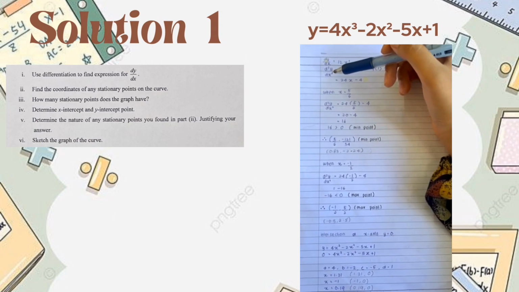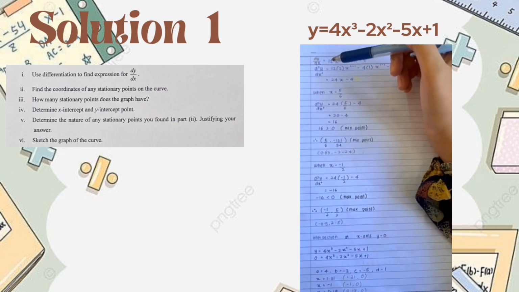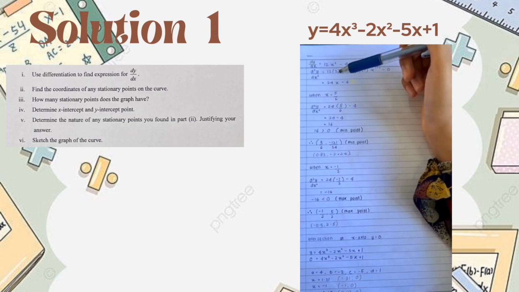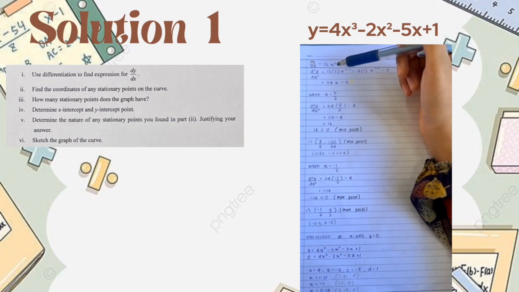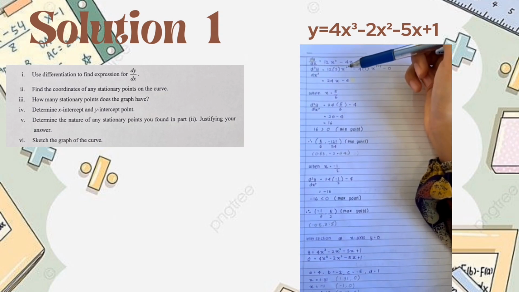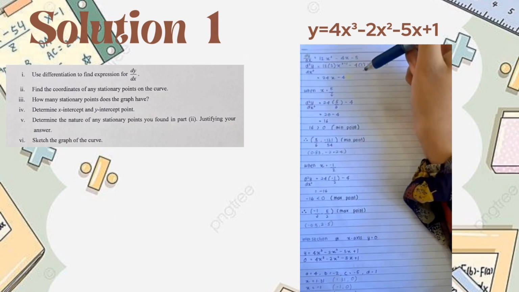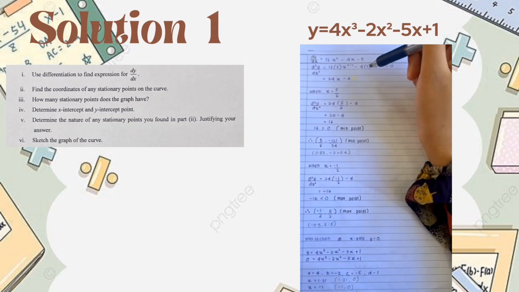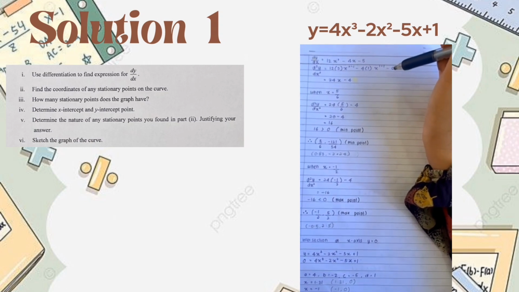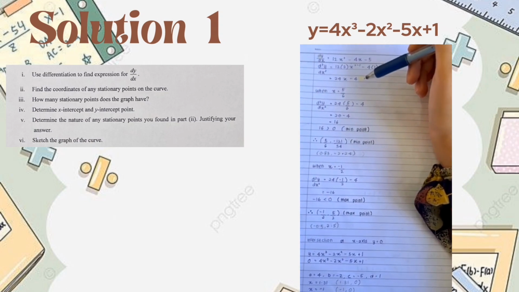To find d2y over dx squared, we have to take the equation from dy over dx, which is 12x squared minus 4x minus 5. Also, we have to get the power in front. So we get 12 times 2x, and the power we have to minus 1, so 2 minus 1. Also, 4 times 1x to the power 1 minus 1, minus 0. So when we calculate, we get the answer 24x minus 4.